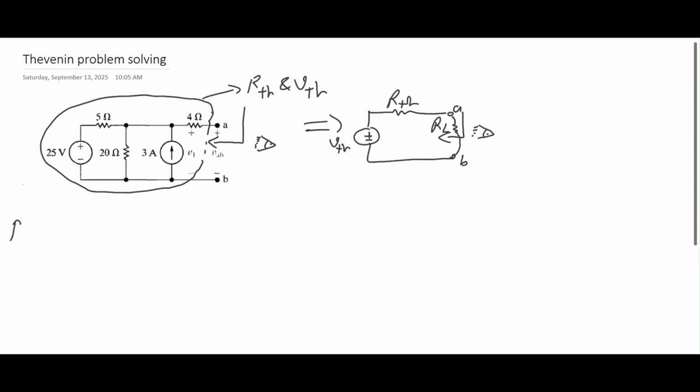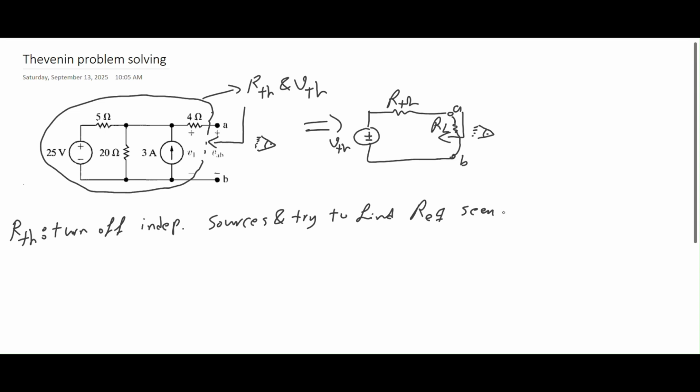So let's get started. The Thevenin resistor. If you remember from last session, the Thevenin resistor is found by turning off all the independent sources and then trying to find the equivalent resistor seen from the port. So I'm gonna just follow all the wordings here. I turn off all the independent sources.